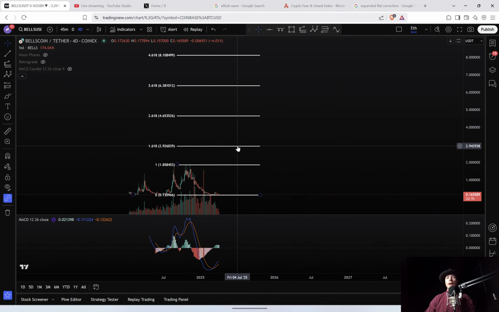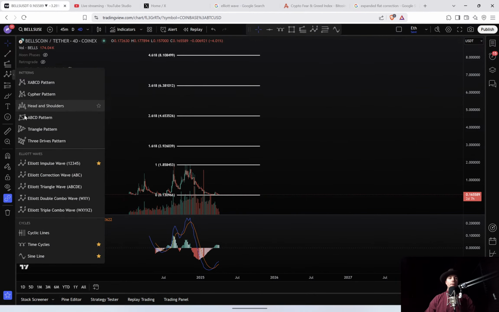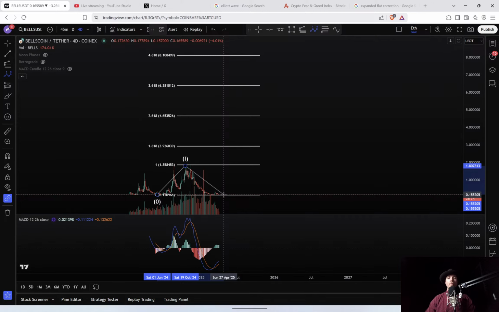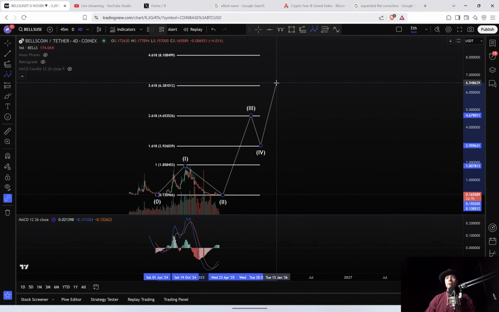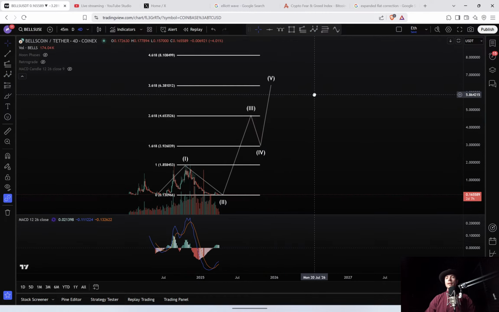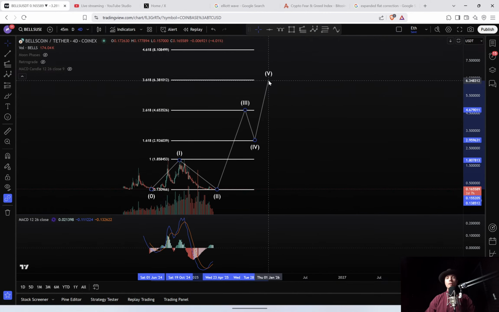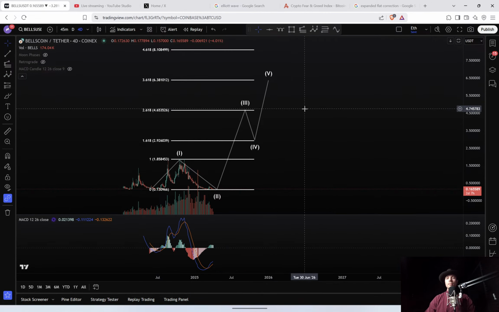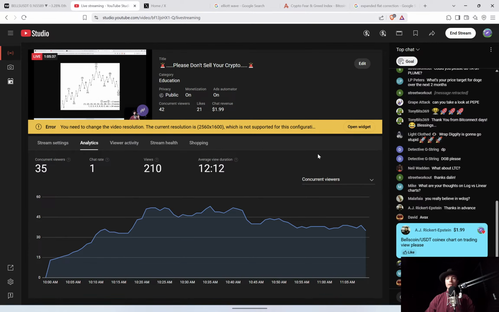So the 1.618 is your first minimum target for wave 3. So if we do bottom out right here, then the minimum target for wave 3 is the 1.618 level, which would be $3. But most of the time with crypto, we go to the 2.618, right? And then after that, we could go up towards the 3.618. It's possible this thing could go to $6, you know? So keep your eyes on the prize, you guys. That's how you make money in these markets.